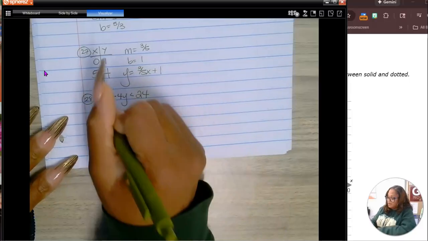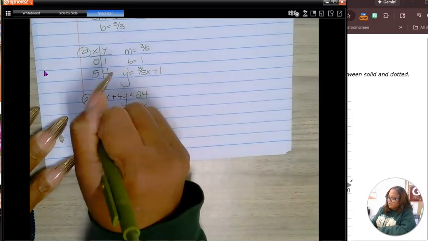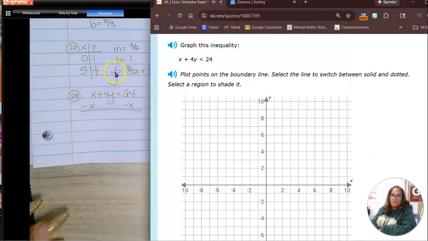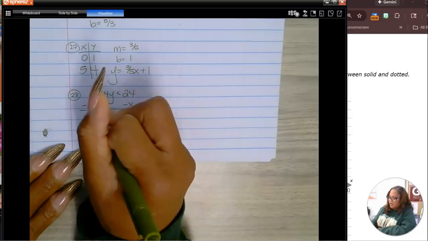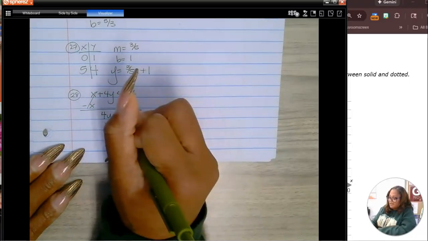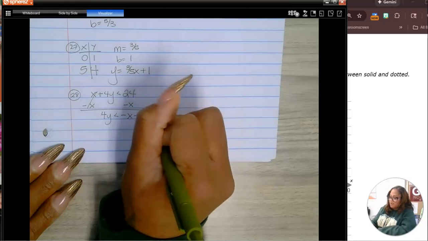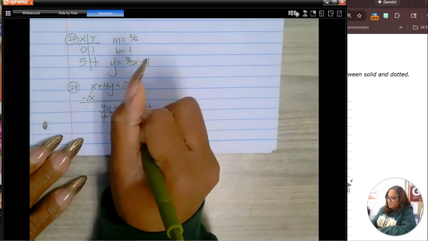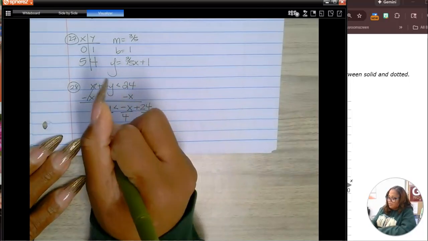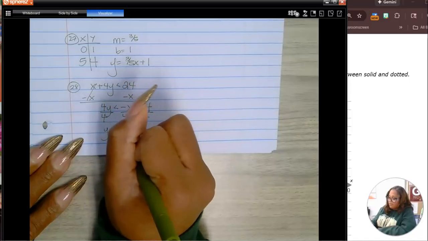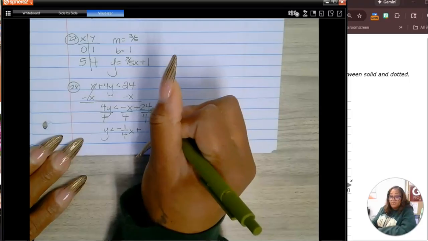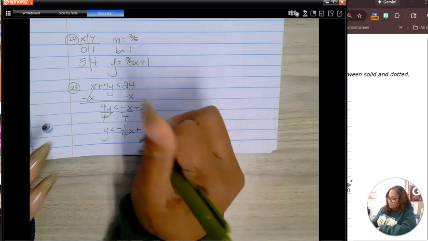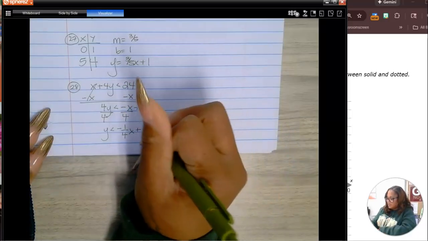Okay, this goes away. 4y is less than negative x plus 24. Now I must get rid of this coefficient of y, which is 4, by division. Y is less than negative 1/4 x plus 24 divided by 4. I know that off the top of my head. That's 6, but if you don't, use a calculator. Boom.